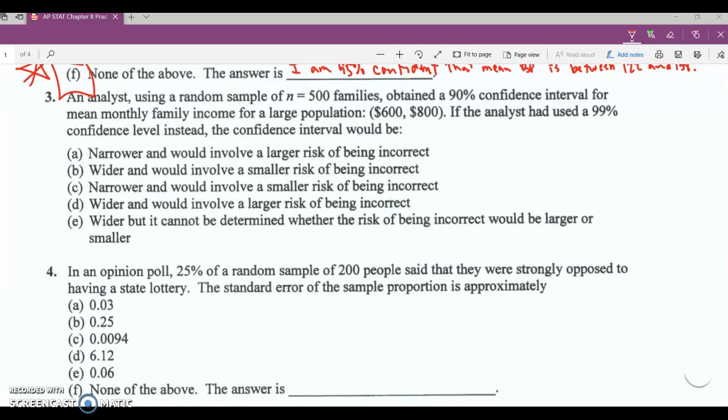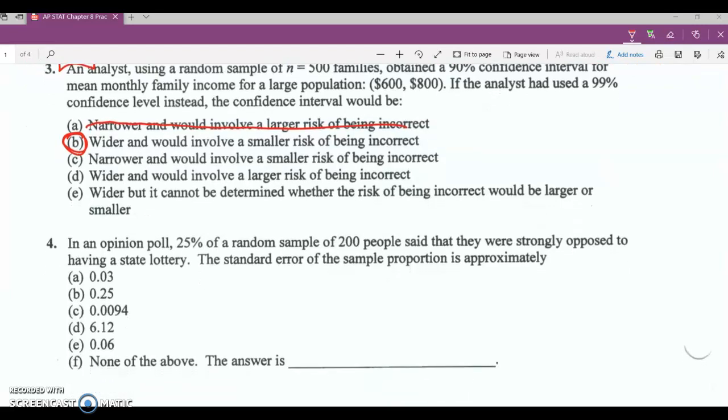An analyst using a random sample of 500 families obtained a 90% confidence interval for mean monthly family income for a large population. The interval is 600 to 800. If the analyst had used a 99% confidence level instead, he's going to have a wider interval. More confidence means you have to cast a wider net. So the interval would be wider and would have a smaller risk of being incorrect. Correct. We're now 99% confident rather than 90% confident.